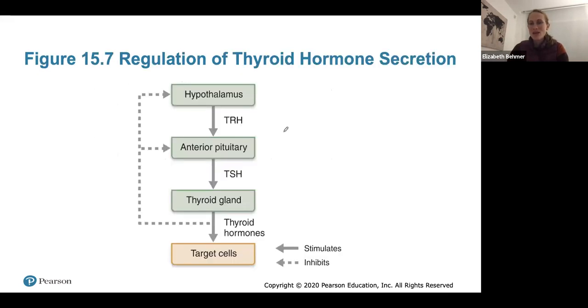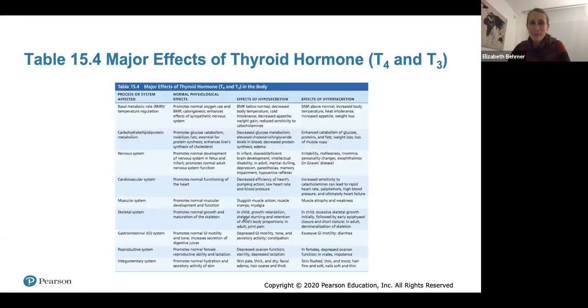So this is a look at regulation of thyroid hormone secretion, this flowchart idea that we covered a little bit last week. Your hypothalamus secretes a releasing hormone called thyrotropin releasing hormone, which acts on your anterior pituitary to release thyroid stimulating hormone. That's what acts on your thyroid gland to release the thyroid hormones that control the metabolic functions of the body.